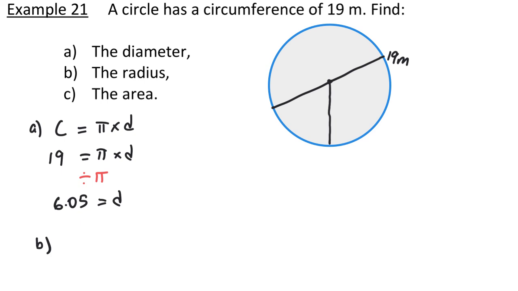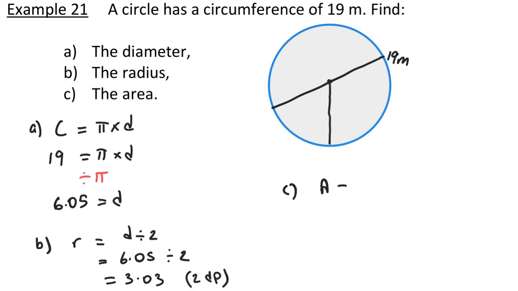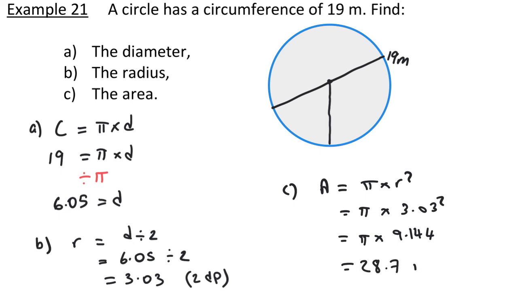Part B then, to work out the radius. Well, the radius is going to be the diameter divided by 2. So that's 6.05 divided by 2, which is 3.03 to 2 decimal places. Part C, we're asked for the area. Well, the area is pi times r squared, which is going to be pi times 3.03 squared, which is pi times 9.144, which works out to be 28.7 square meters.